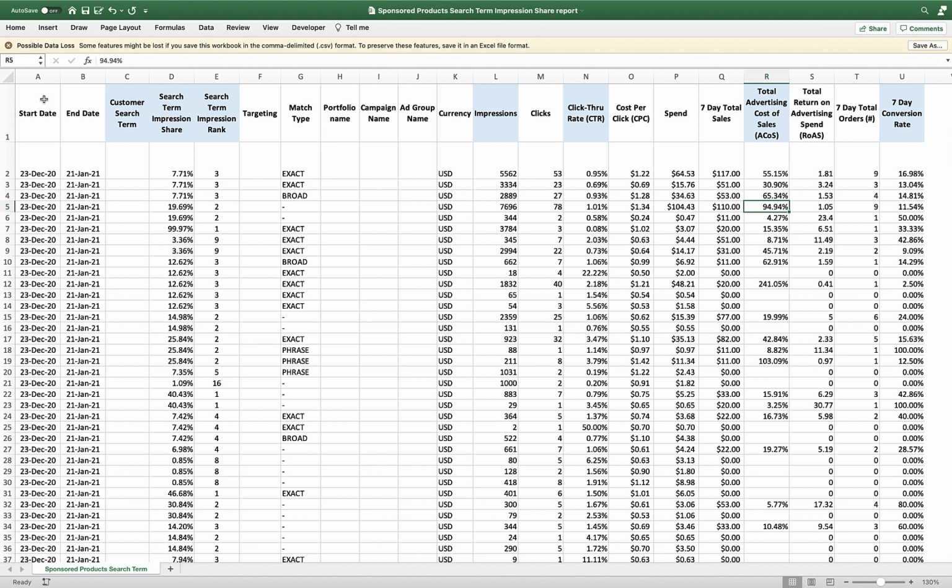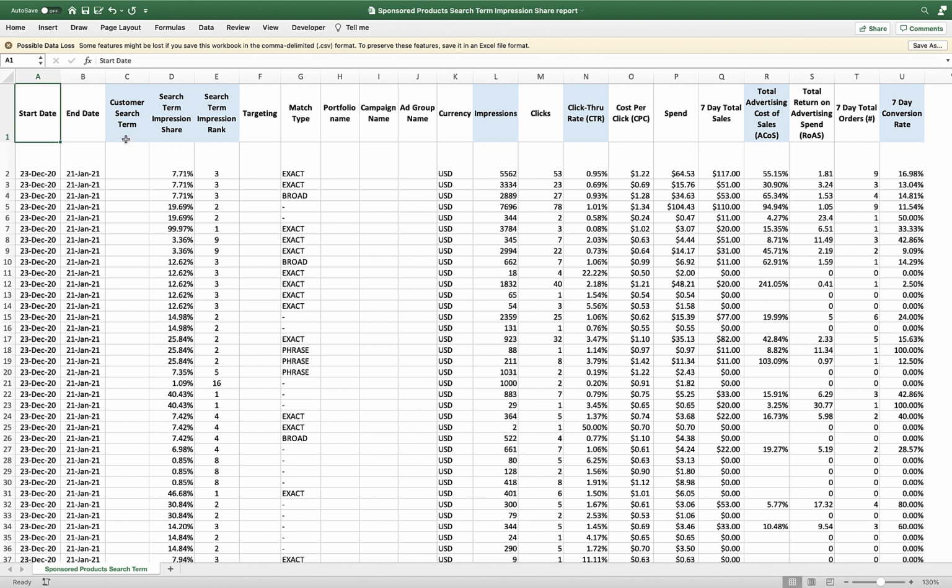It's going to tell us what opportunities we can amplify in order to increase our ad visibility, and still do it within the performance metrics we're going for as far as profitability and conversion rates. Okay, so what I did is I pulled a sponsored product search term report.